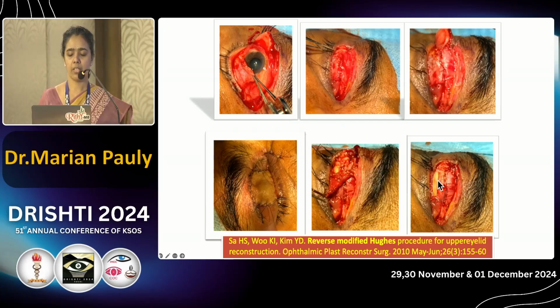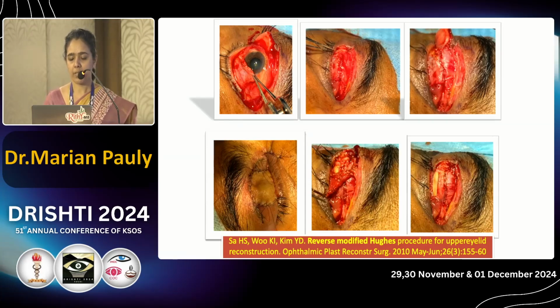So now I mobilized the orbicularis from the orbital part and kept it over the top. So this is the mobilized orbicularis over the graft, that is the free tarsal graft taken from the other eye, and then I covered the anterior lamella with a full thickness skin graft.